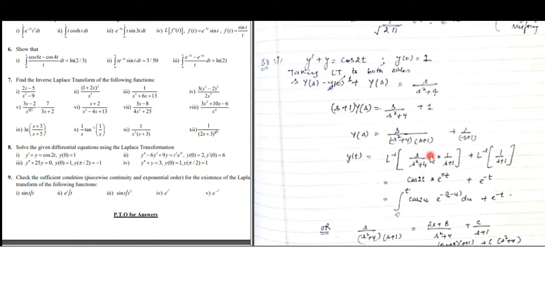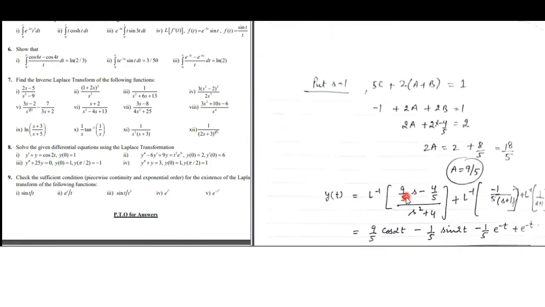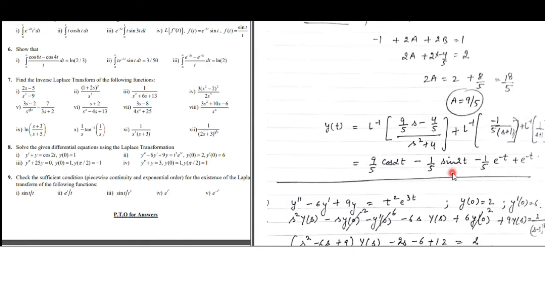Now we can divide by this, right? And now we can find out the Laplace inverse. So we can use convolution, or we can make the partial fractions over here and we can find out the Laplace inverse like this, right? We can make partial fractions and then we can find out the Laplace inverse, we get y(t).